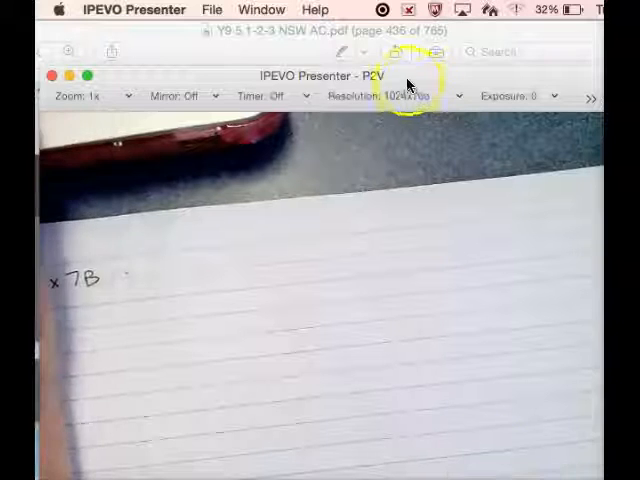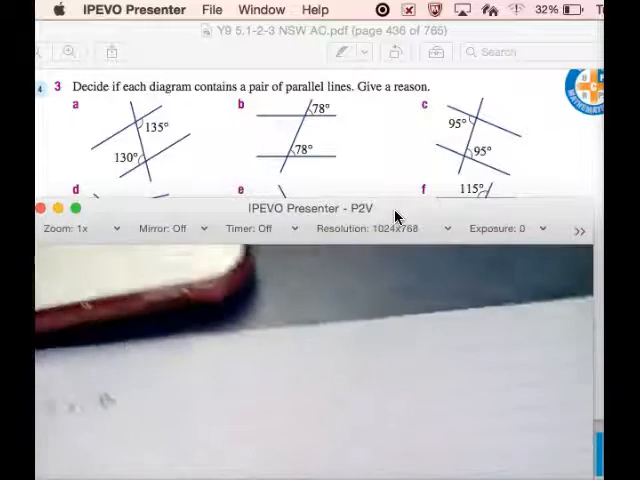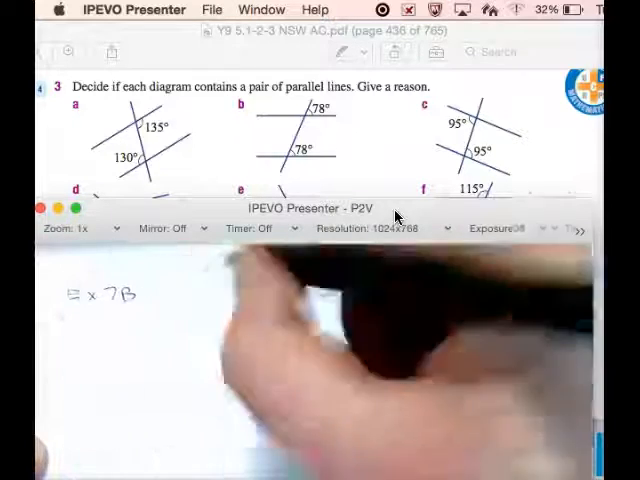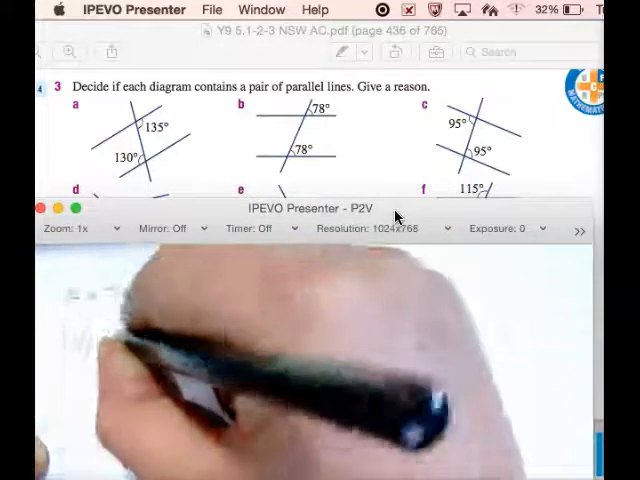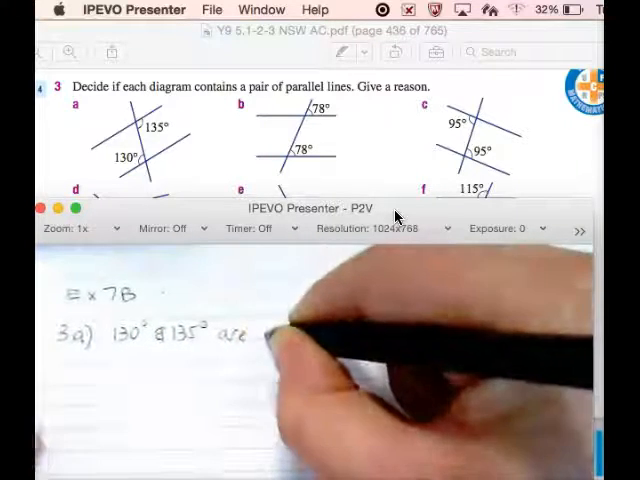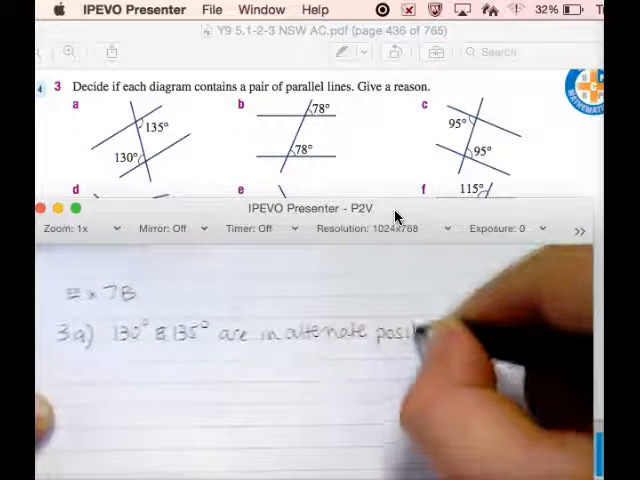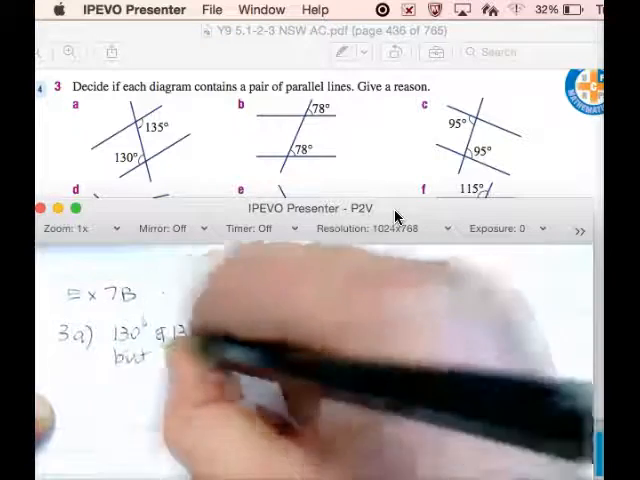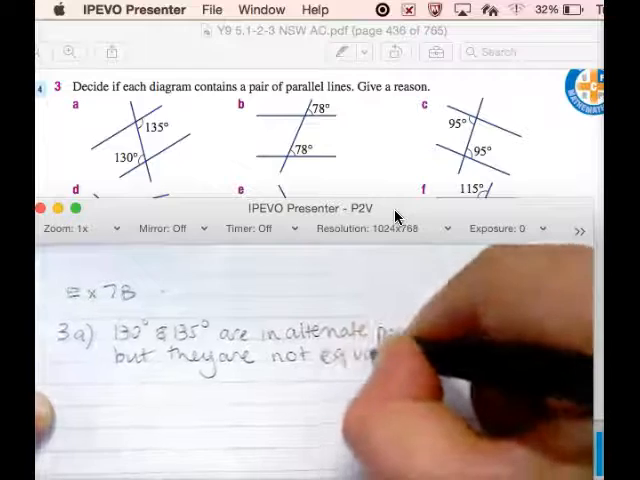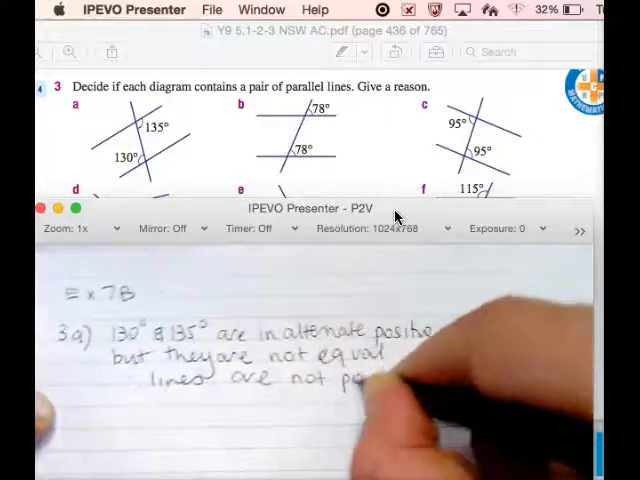Right, I'll do the working. Here we go. We're going to do these. Let's go. Shh. Okay. Let's start question 3a. 130 degrees and 135 degrees are in alternate positions. Do you get what I'm saying? But they are not equal. Therefore, the lines are not parallel. Do you get what I'm saying?